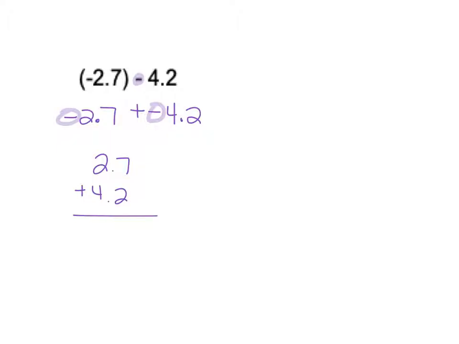Remember, we line up our decimals when we are adding or subtracting decimals. I get 9, 6, decimal comes straight down. We keep the sign, negative 6.9.